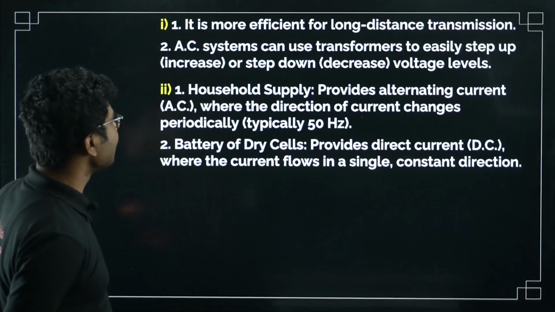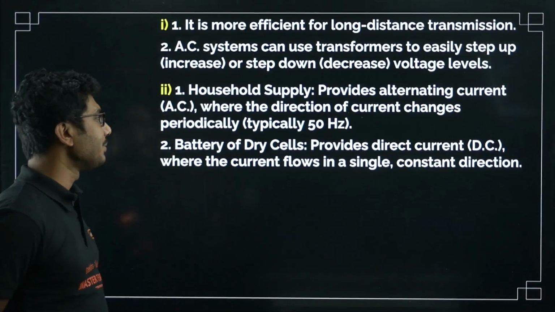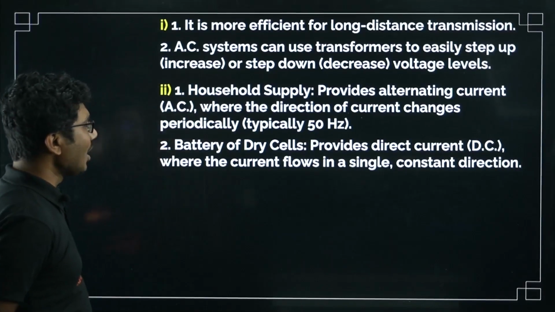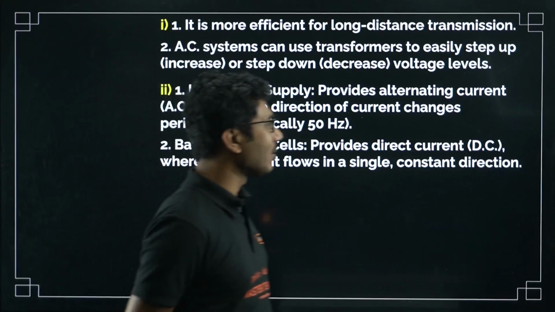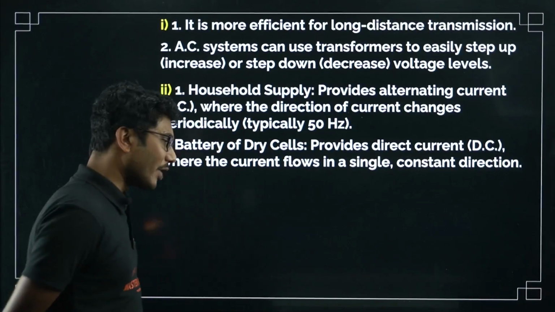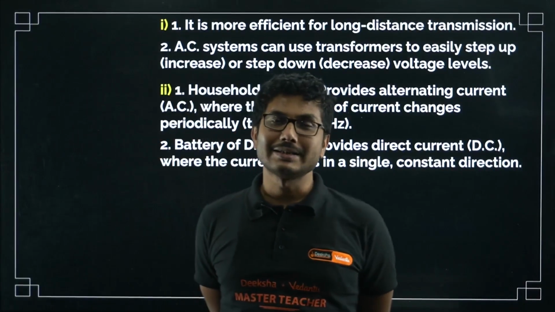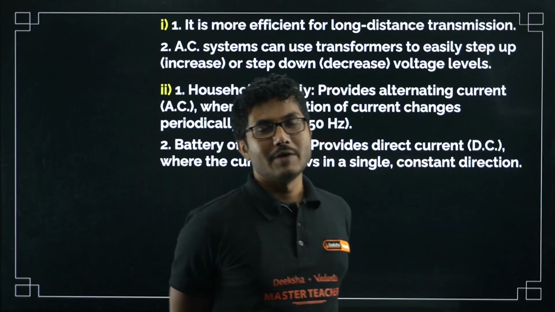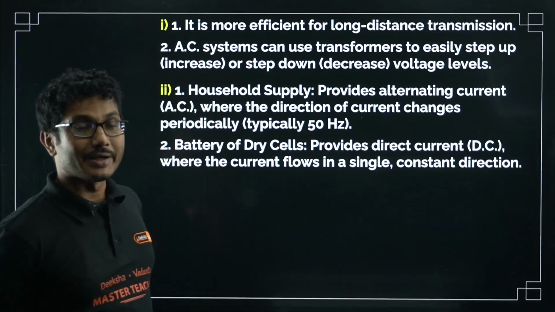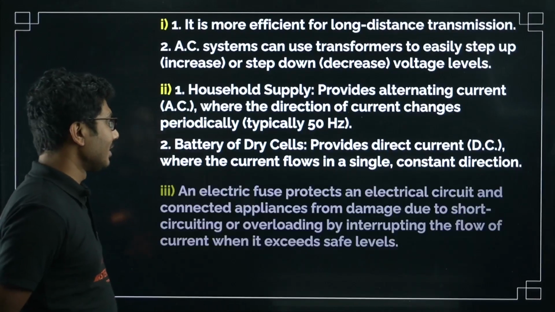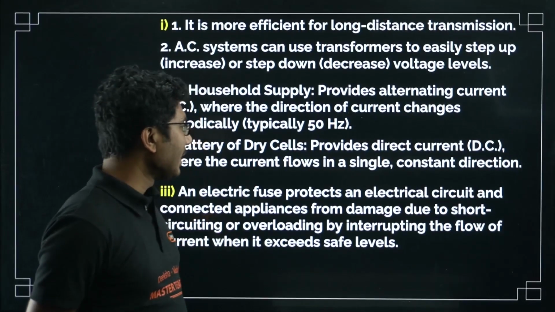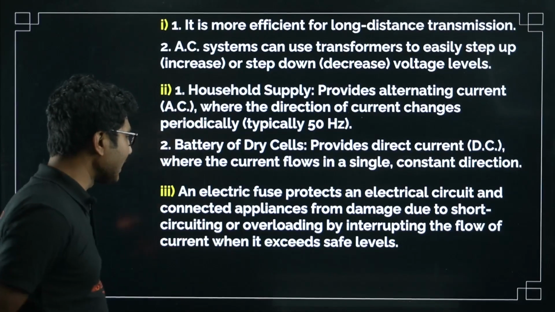Okay, next is number 2. The household supply provides an alternating current AC where the direction of the current changes periodically, that is typically 50 Hz. A battery or dry cell provides a direct current DC where the current flows in a single constant direction. For example, a 1.5 volt battery provides a unidirectional current, whereas 220 volt 50 Hz AC current changes its direction 100 times every second.